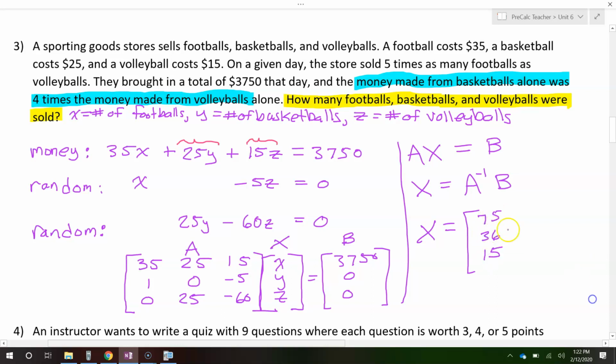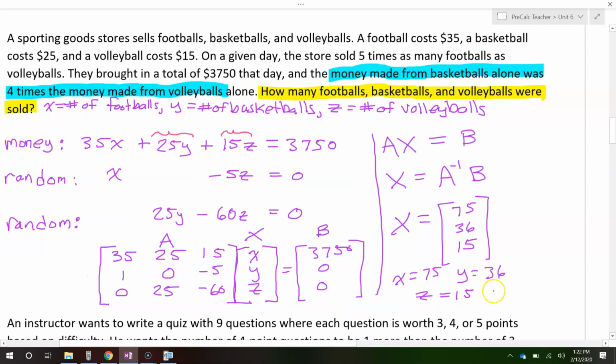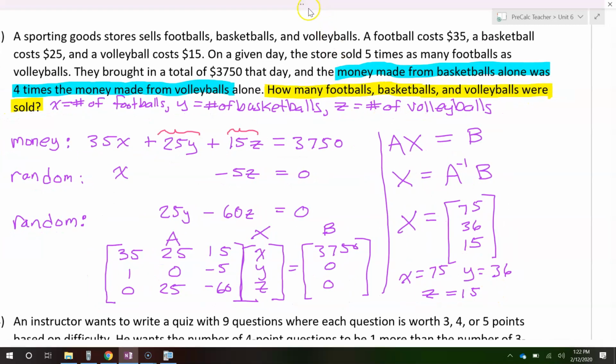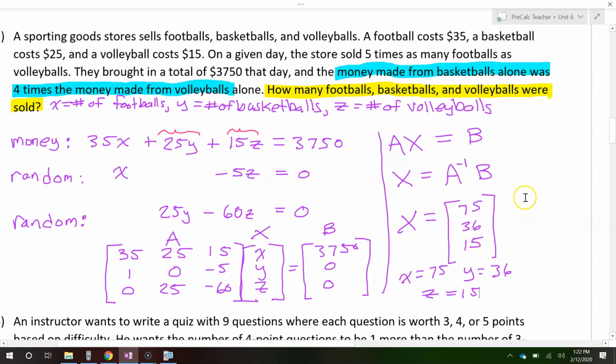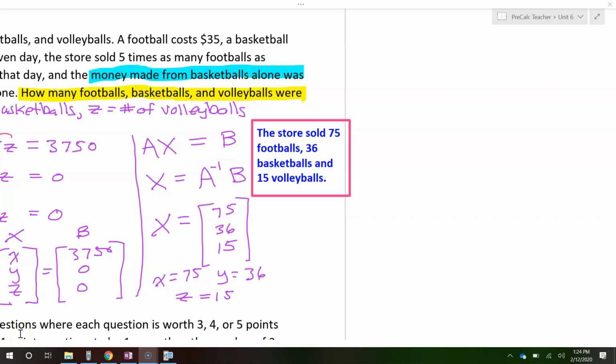All right, so obviously that means that x is equal to 75, y is equal to 36, and z is equal to 15. But for full credit, you can't stop there. This was a word problem, so you need to put your final answer in words. So your final answer should look like this.